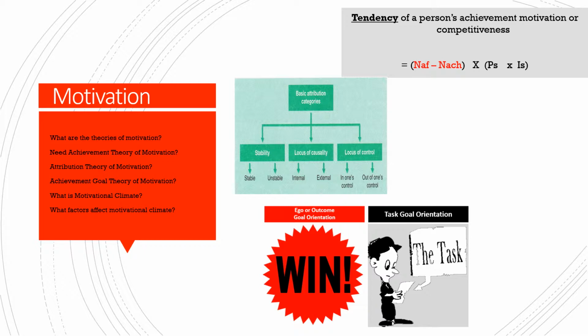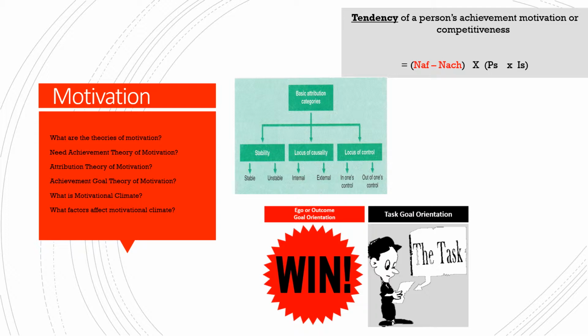The other theory is the achievement goal theory of motivation. In 2001, two psychologists by the names of Duda and Hall created a theory of motivation and named it the achievement goal theory. This theory looks at what success and failure means to certain individuals. There are two components of this theory, and they are the ego outcome goal orientation and the task goal orientation.